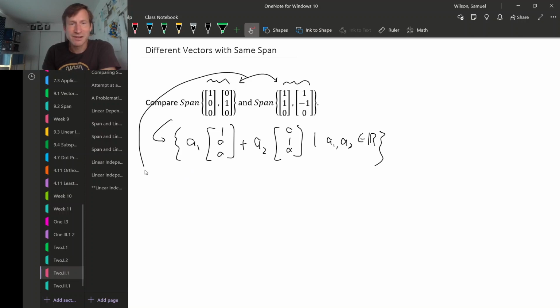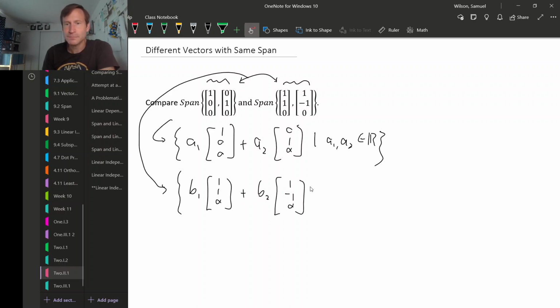Now for the second collection, we get something that looks very much the same, except the vectors we're using are different. I'm going to use different variable names for the coefficients. You'll see why in a minute. So the second span is the collection of vectors that look like b1 times 1, 1, 0 plus b2 times 1, minus 1, 0. And again, b1 and b2 are in the real numbers.